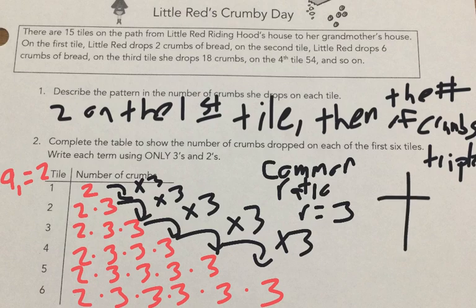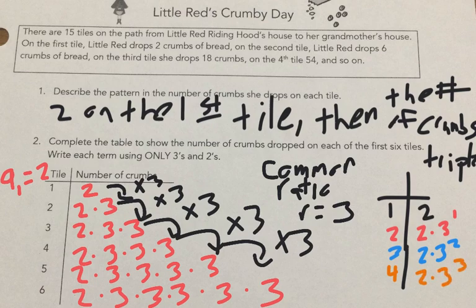Exponents, absolutely. So when there was 1 tile, how many crumbs were there? There were 2. What about when there were 2 tiles? It was 2 times 3 to the first. What about when there were 3 tiles? And when there's 4 tiles? Can y'all see that color? No. And when there was 5 tiles?